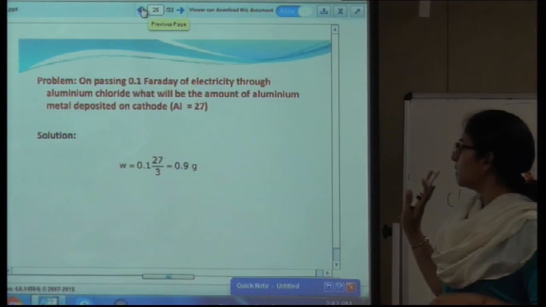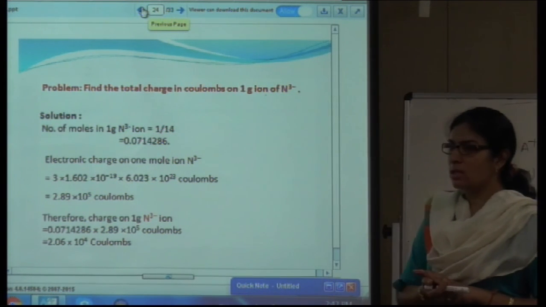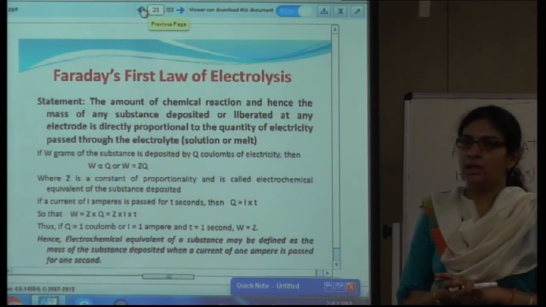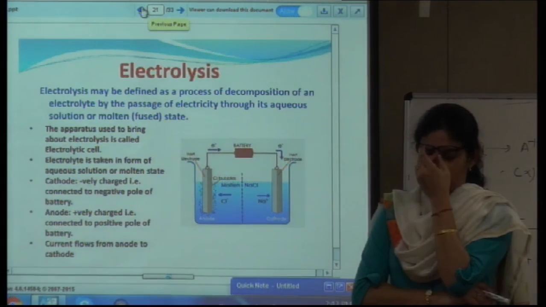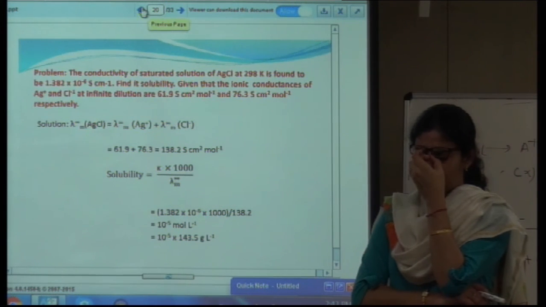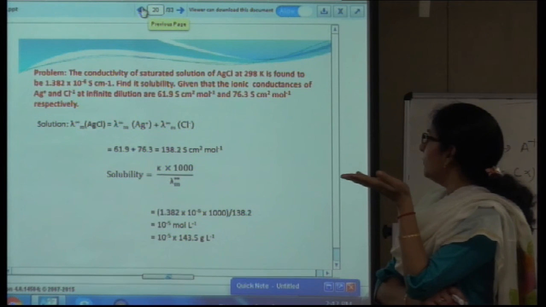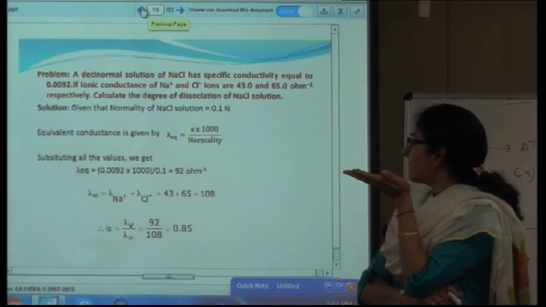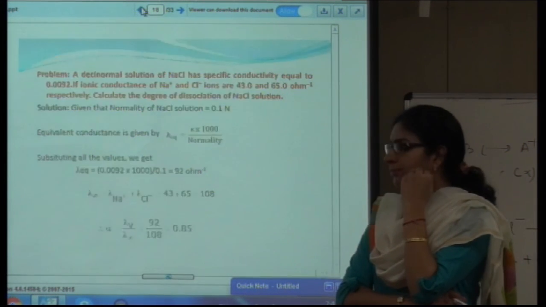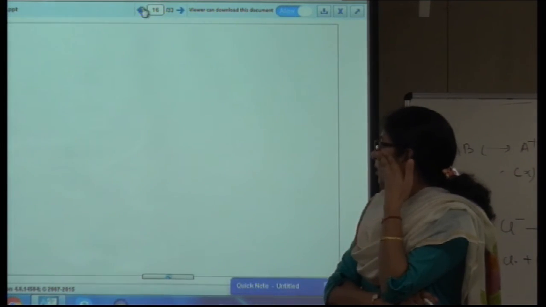This is, I think, very much clear. Already discussed, and I think I skipped a few things while discussing. We can go back to the previous slide.